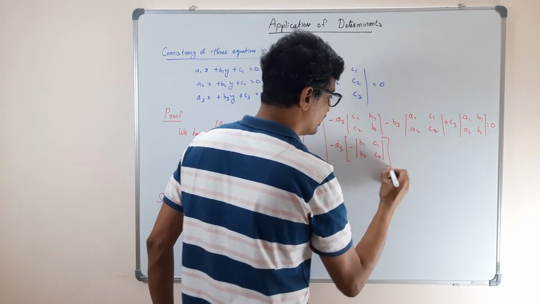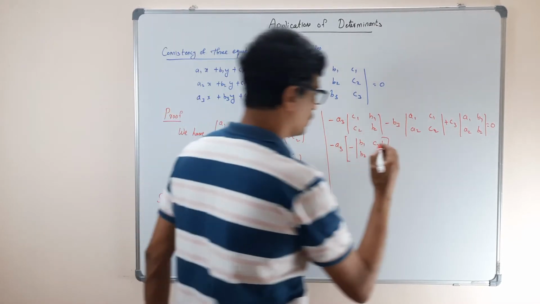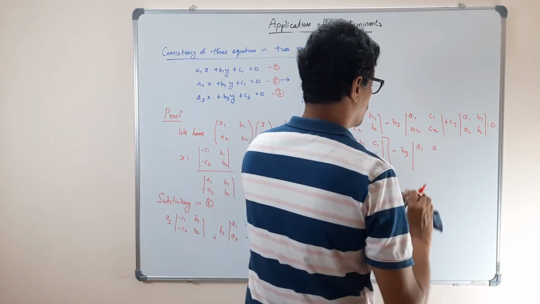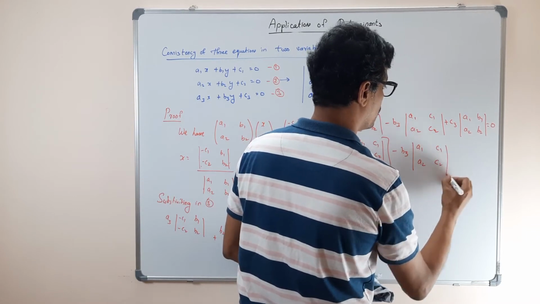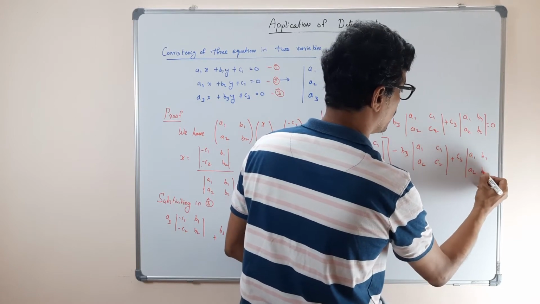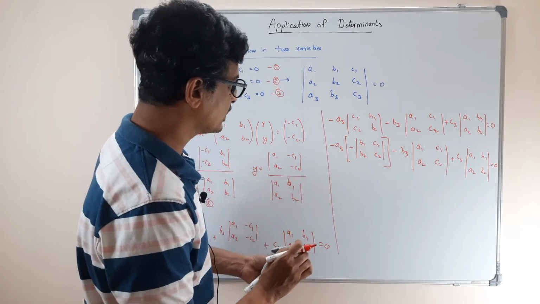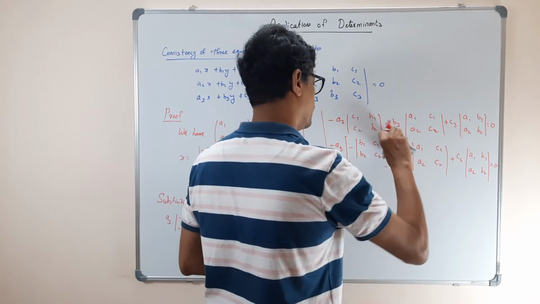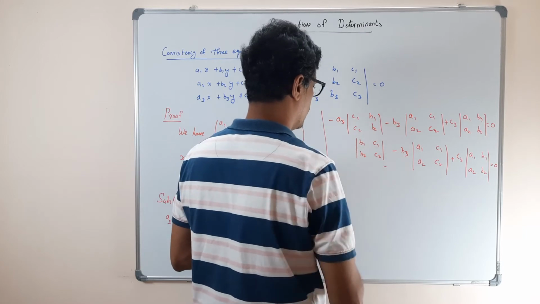Correct? So this is minus of this. So now minus minus becomes plus. Right? So let us then minus B3 into A1, C1, A2, C2 plus C3 into A1, B1, A2, B2 equal to 0. Correct? So minus minus becomes plus. So this will eventually change it to plus A3, correct? Am I right or wrong? A3.